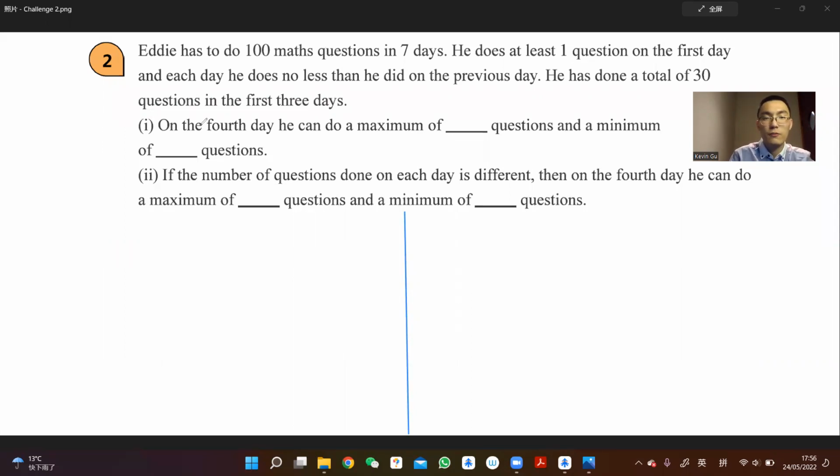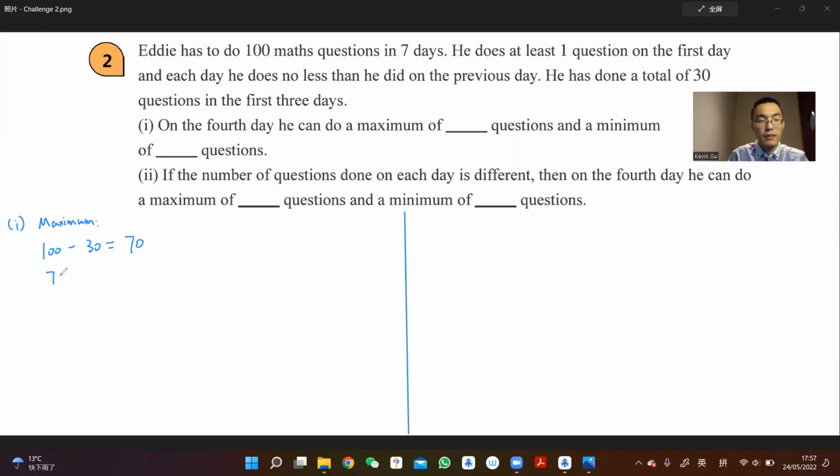Now, the first question is, on the 4th day, he can do a maximum of how many questions and a minimum of how many questions. So first, let's see the maximum situation. In order for the 4th day to be maximum, we have to let the later 4 days be as equal as possible to each other. So how many questions do we have for the next 4 days? We have 100 minus the 30 questions he has already done, which gives us 70 questions.